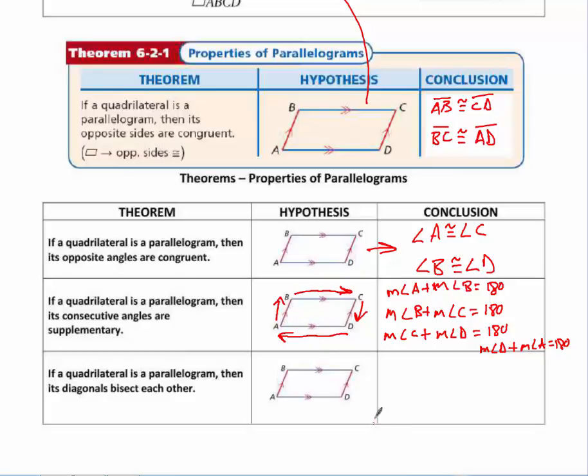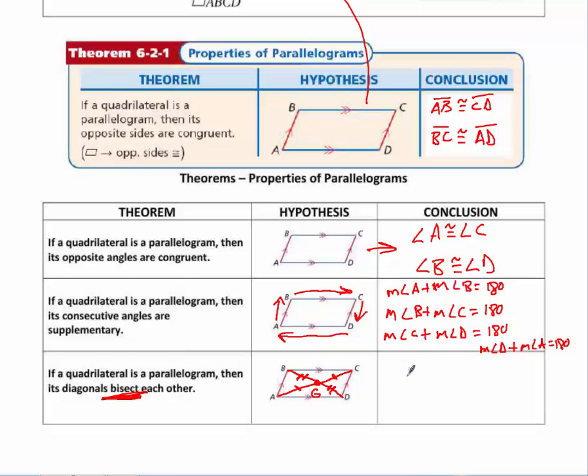So basically it just means any 2 angles next to each other in a parallelogram add up to 180 degrees. If a quadrilateral is a parallelogram, then the diagonals bisect each other. Now, diagonals are the line segments that go from opposite corner to opposite corner. My picture is not perfect here, but they intersect, and when they intersect, the 2 pieces that are created are congruent to each other. Let's say that this is point G. So AG would be congruent to GC. And also, these 2 pieces are congruent.